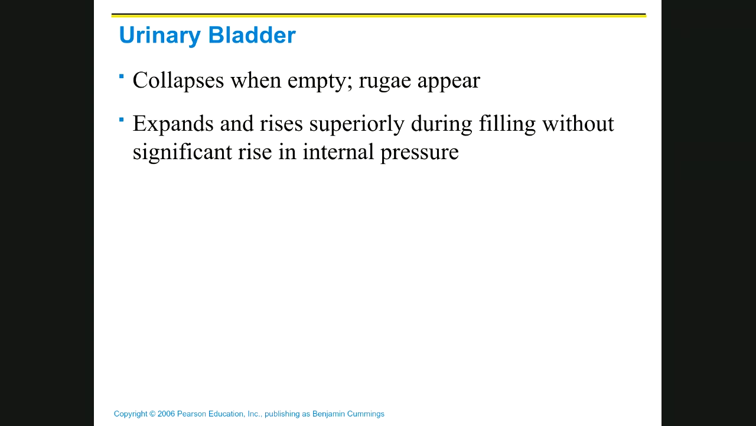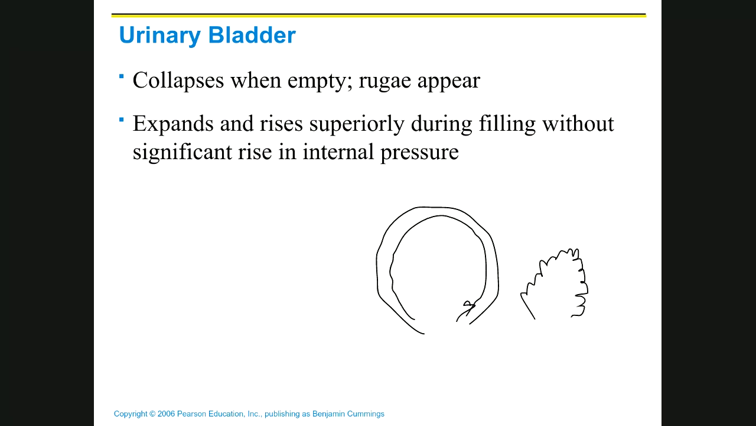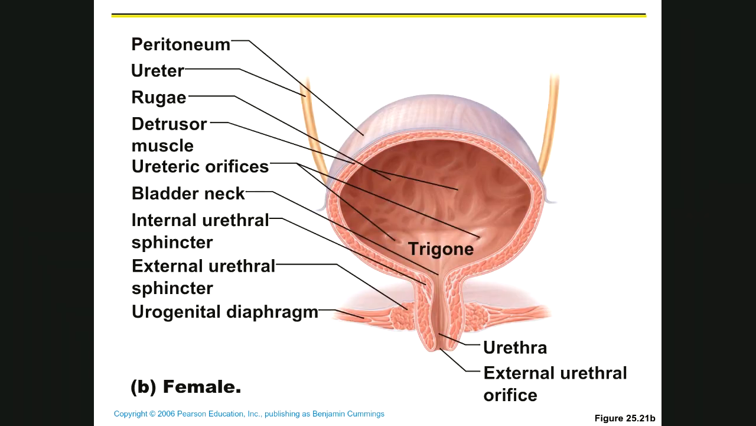It's like a balloon. When it's full, the walls are smooth. But if you take the urine out, the walls inside fold up like an accordion. And these are called rugae, these folds. There you can see some rugae in there.